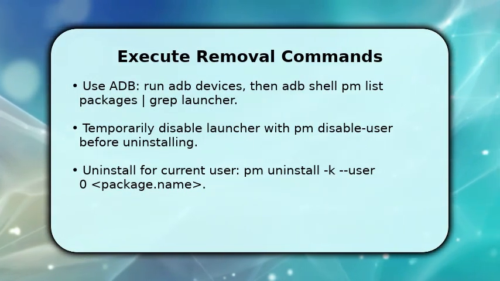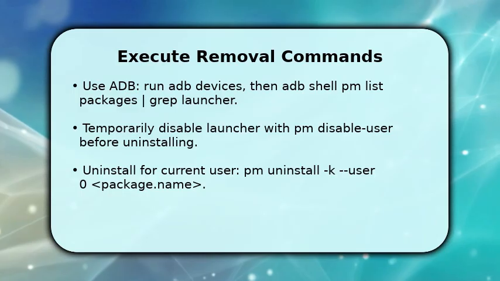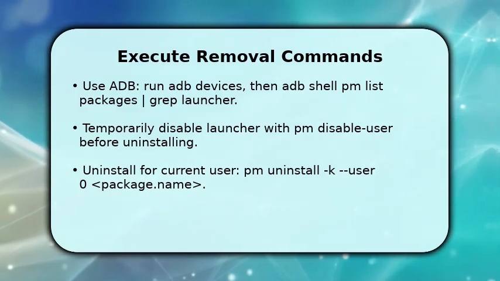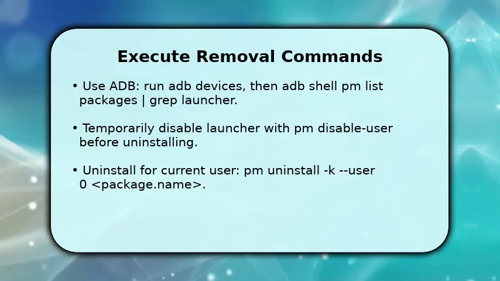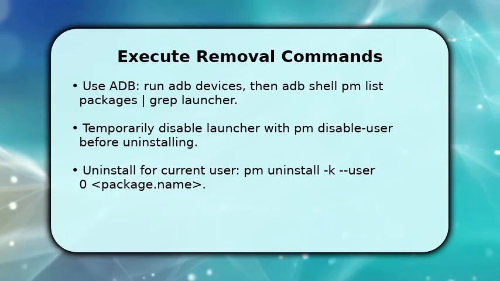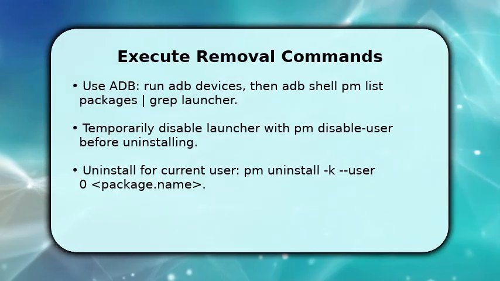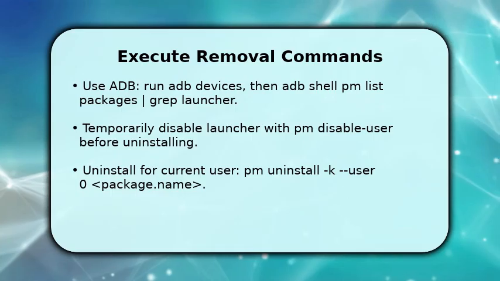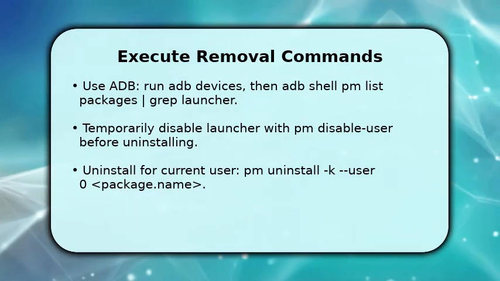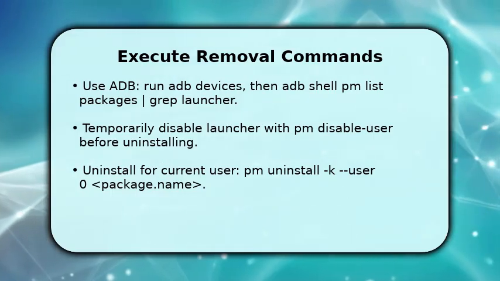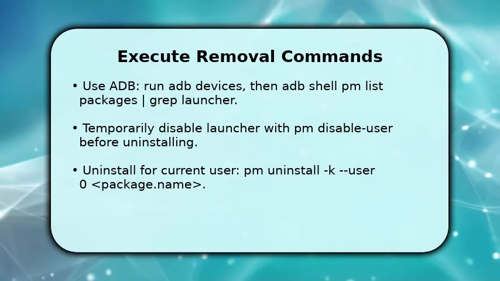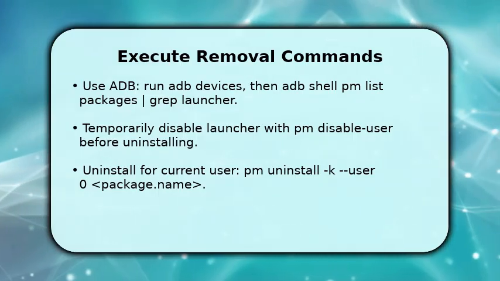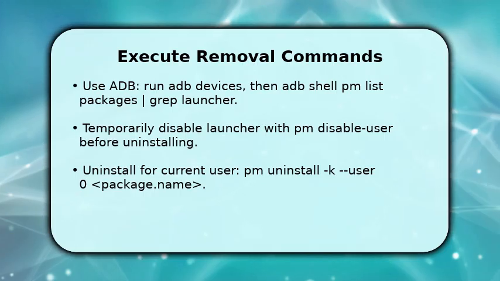First run adb devices to confirm the connection, then list packages to pinpoint the launcher package name. Once found, disable it with pm disable-user to stop background processes. This prevents crashes during removal. After disabling, uninstall for the current user using pm uninstall --user 0 followed by the package name. This method removes the launcher without a factory reset.